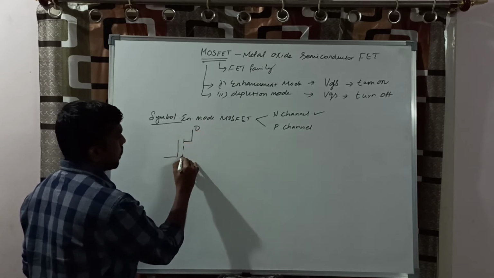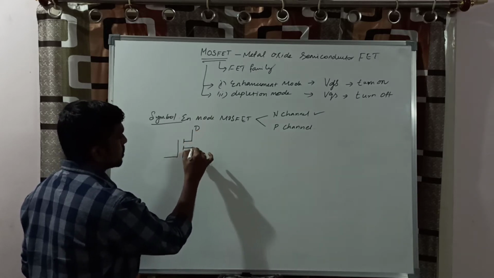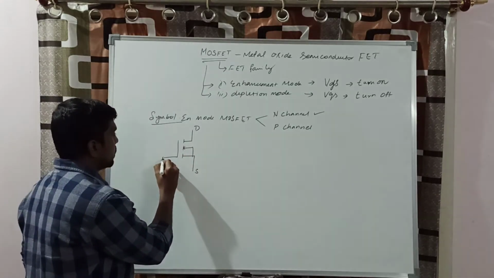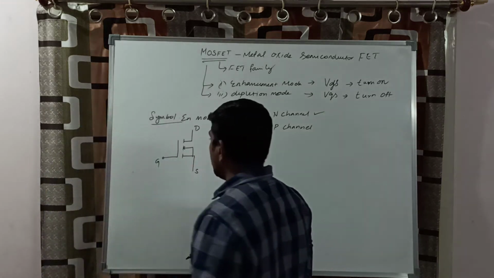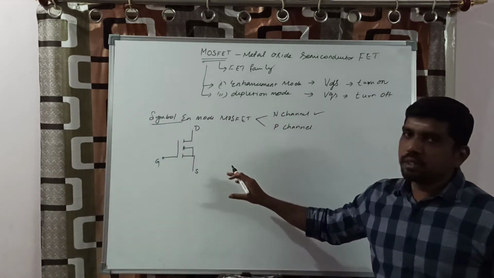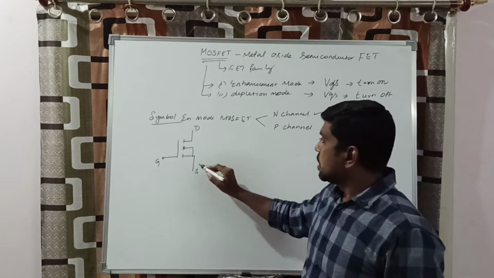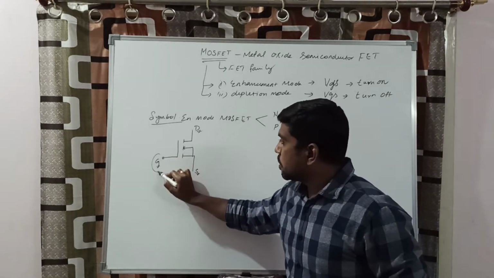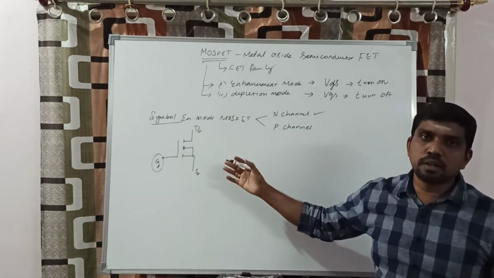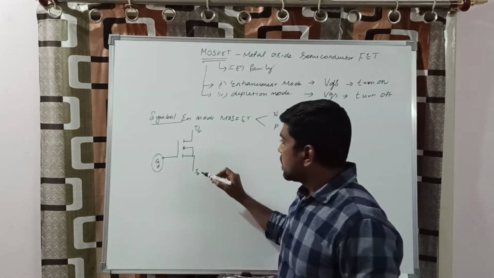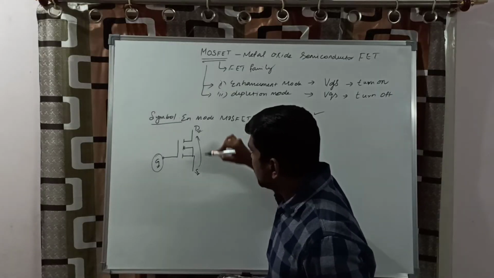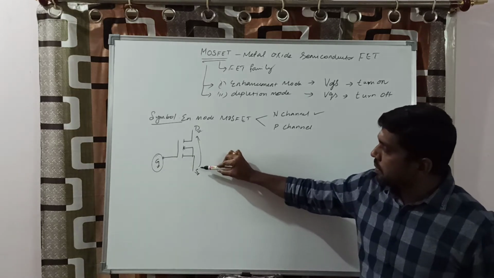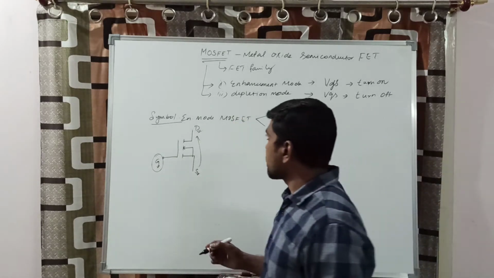It's a drain, source. This line represents the substrate. This one is the gate. Basically the MOSFET is a three terminal device. The first one is gate, source, drain. Based on the gate voltage, the transistor will turn on or turn off. The current flows between the source and drain. So after applying the VGS value, the current flows between the source and drain.